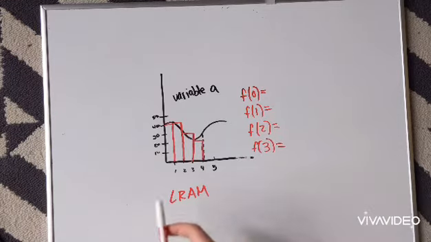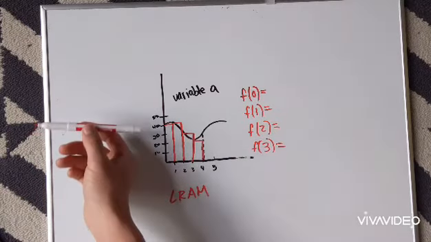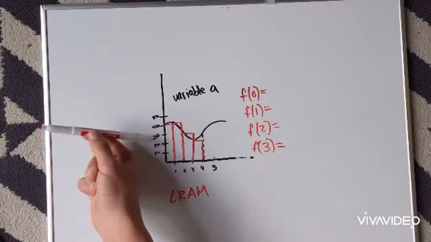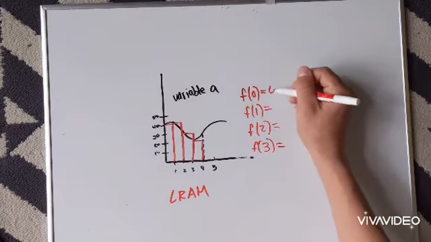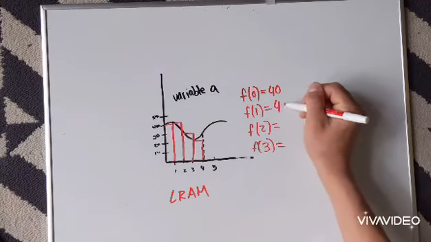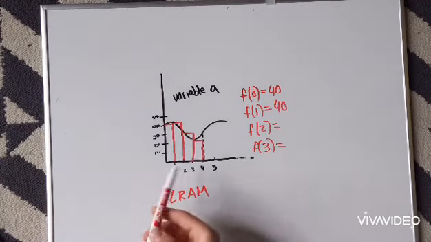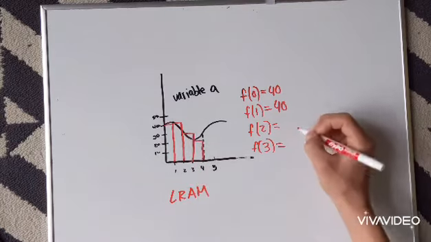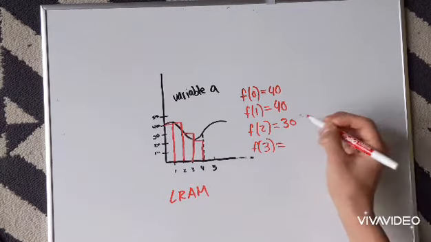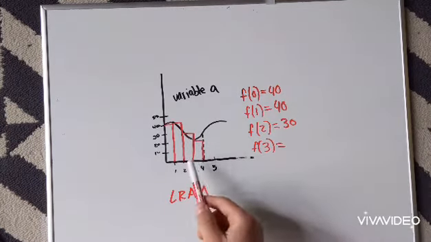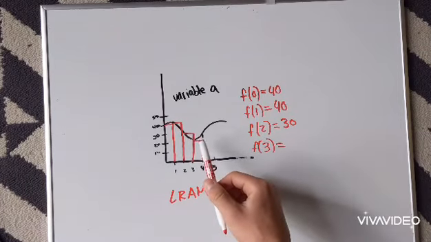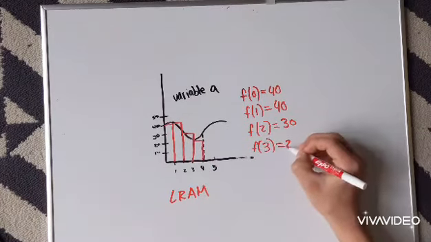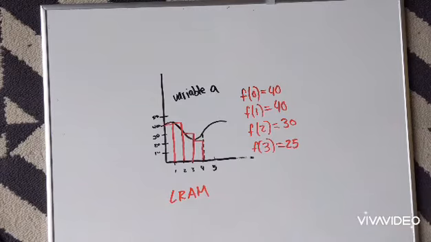Now, to find the areas of each of these, we have to look at the height. For these first two, it looks like they're about 40, so we're going to write 40 for these first two. For f of 2, right here, it looks like it's about 30. And for f of 3, it looks like it's around 25. Since this is a whiteboard drawing, it's not super accurate, but it's just to get the idea.